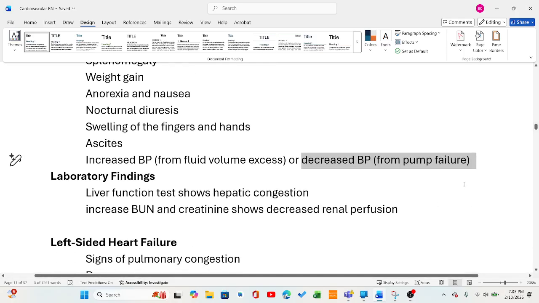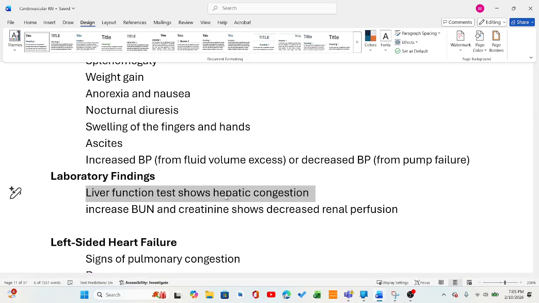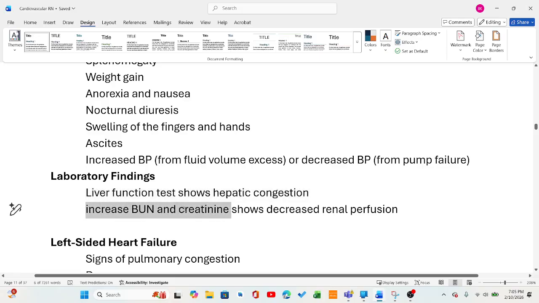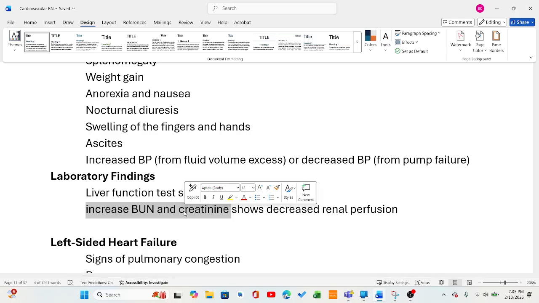In terms of the laboratory findings for right-sided failure, it is going to be more of a liver function test, and the liver function test will show us the ALT, AST, bilirubin, and albumin. Again, among these labs, it is only the albumin that goes down. The rest will go up. Then the BUN and the creatinine will show if we have a problem with our kidney. Please take note of that.